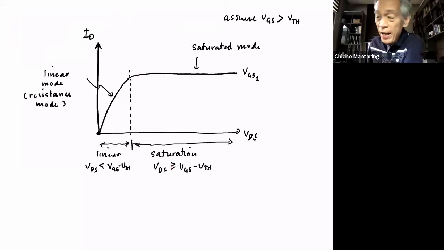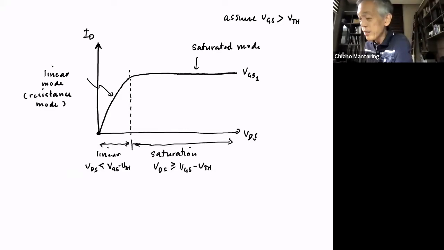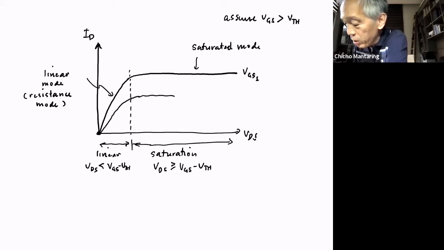What happens if I decrease VGS? If you decrease VGS, this curve will just become lower. So this is VGS2, which is less than VGS1, and so forth.